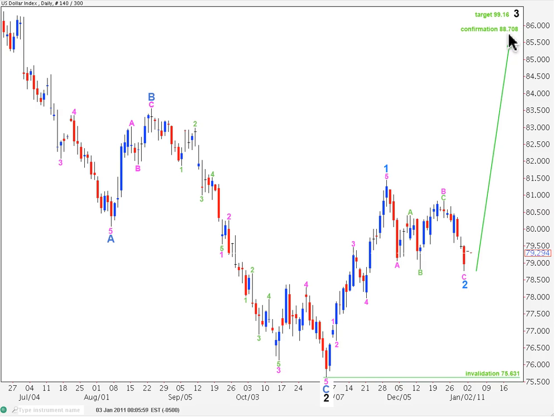This wave count will be confirmed with price movement above 88.708 because 3 black must move beyond the end of wave 1 black, which is off to the left of the chart. My target for 3 black is 99.16, and that should be reached in a few more months. This wave count's invalidated with movement below 75.631 because 2 blue can't move beyond the start of wave 1.